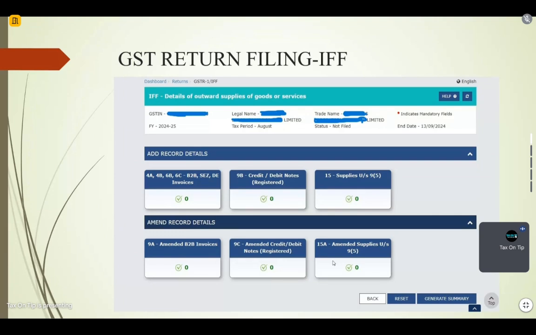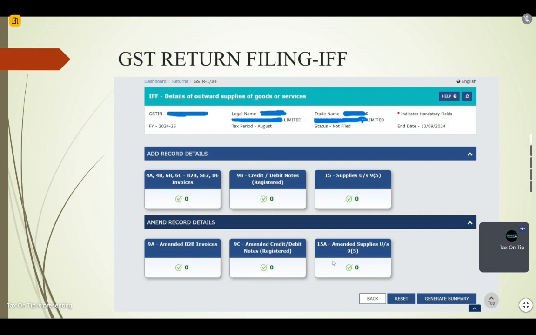Table 15 is not relevant to us. It is with regard to the electronic commerce operator. There are some suppliers who are doing business through the electronic commerce operator and their supplies are liable to be filed by the electronic commerce operator. So we are not going into table 15. Okay, so we restrict ourselves to table 4 and table 9.